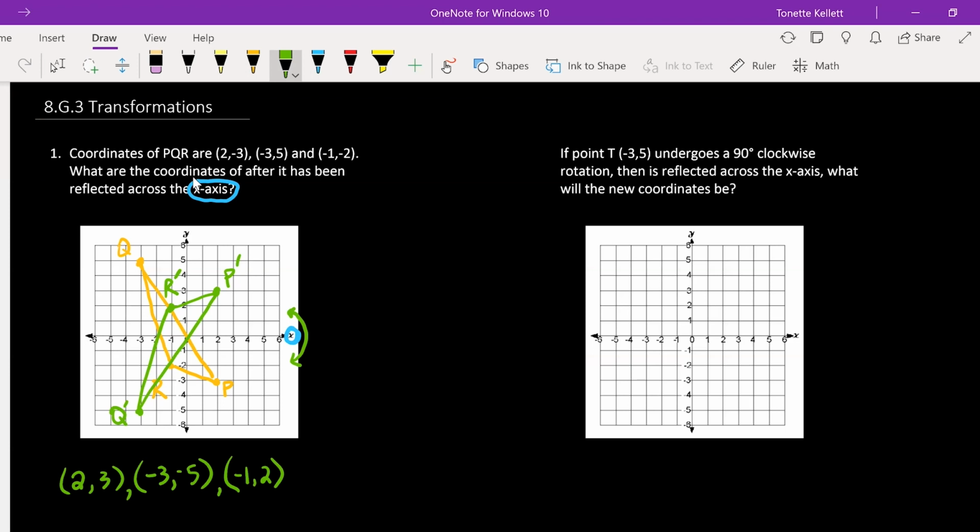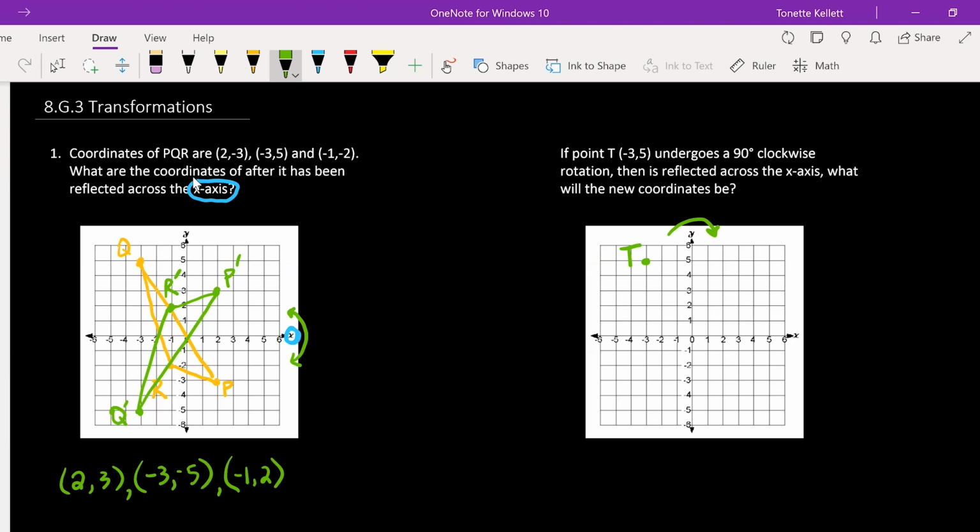If point T is -3, +5, this is point T. It undergoes a 90-degree clockwise rotation. Then it's reflected across the x-axis. What will the new coordinates be? Okay, clockwise turns to the right. So this is clockwise. It's going to go right. Counterclockwise goes to the left.